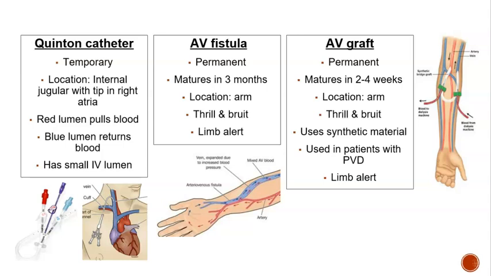If they have an AV graft, it's going to mature in 2 to 4 weeks. It will also be in their arm. So because it's in their arm, they'll still need a limb alert, and you will assess for a thrill and a bruit at the site. But the difference is that this uses synthetic material. So we like to use these in patients with peripheral vascular disease. So if we're having trouble with their arteries and their veins, this may be a good option. The fistula uses your patient's own arteries and veins to create the access for dialysis.